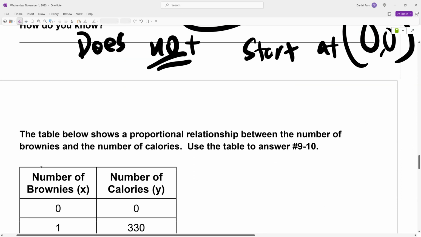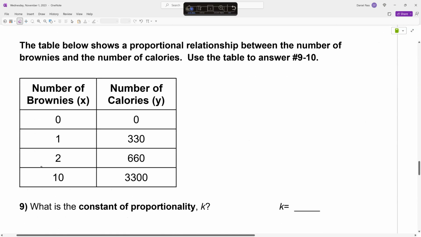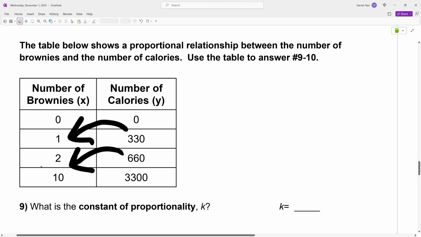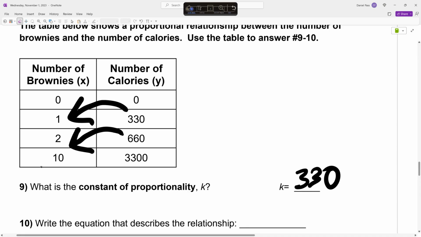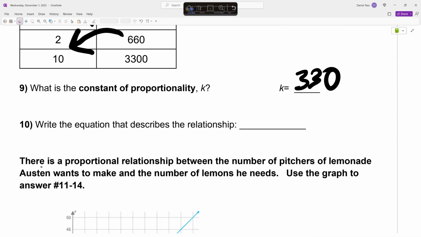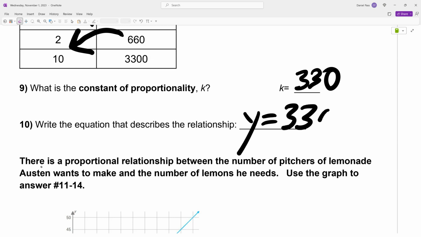Now we got Donald Duck. Now don't do the Donald Duck voice because we don't have much time. Okay, so when we divide, how many calories in each brownie? 330. The easy one is 330 divided by 1, right? Okay, write the equation. y equals 330x. Easy cheesy. Don't forget that. It's going to be on the test.